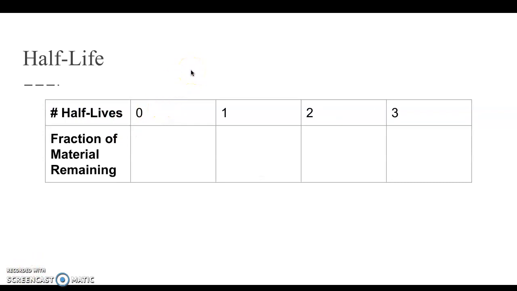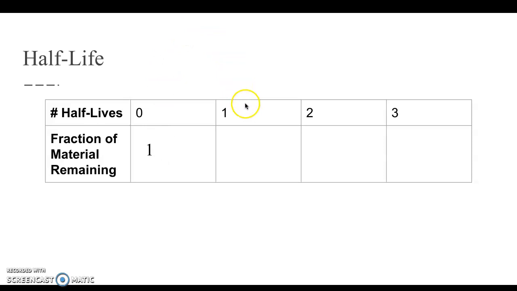So please copy down this table. But every time a half-life occurs, again, half of the material has decayed. So just to reiterate that point, we're going to take a look at the fraction of remaining material. So when no half-lives have passed, you have 100% of your material, or in this case, you start with 1, a whole bit of material.